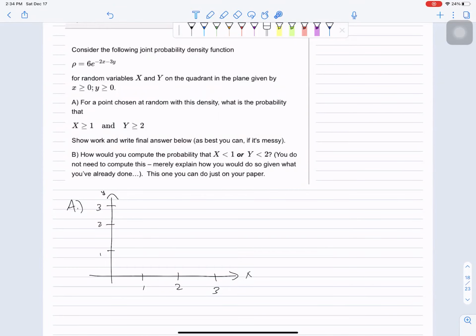And we're trying to find the probability that x is always greater than or equal to 1. So we have x greater than or equal to 1. Y also has to be greater than or equal to 2. So we're looking at what is the overlapping part. We want to find the probability that we have a value over here.